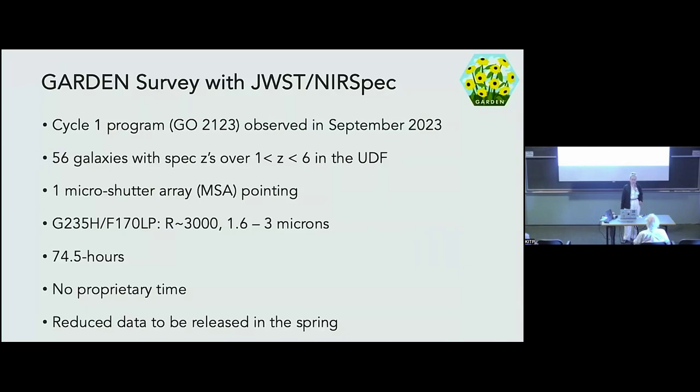GARDEN is a Cycle 1 program that uses this. It's GO 2123. It was observed kind of late, almost in Cycle 2, in September 2023. It consists of 56 galaxies of redshifts 1 to 6 in the UDF, 1 MSA pointing. We use the high resolution grating, 75 hours, probably about 57-ish on source, no proprietary time, data to be released in the spring. We went very deep on purpose.